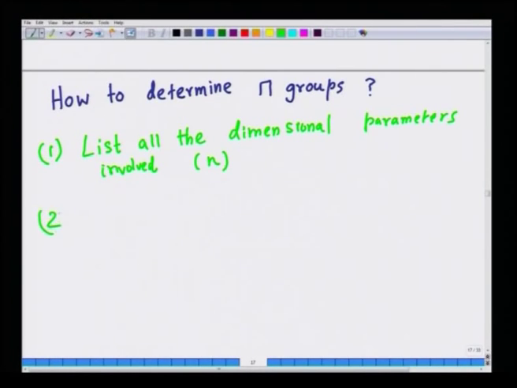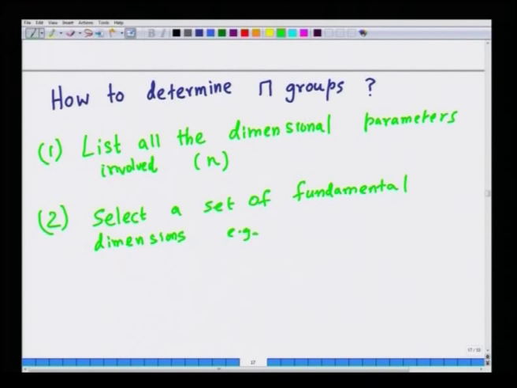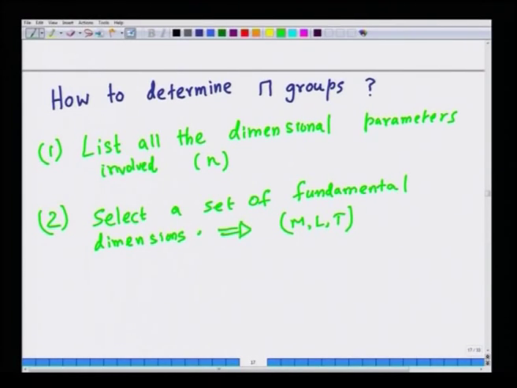Now, the next step is to select a set of fundamental dimensions. Okay, for example, mass, length, and time. Mostly in our case, we can choose mass, length, and time as the set of fundamental dimensions. Occasionally, people may use force instead of mass as a fundamental dimension, but for all practical purposes, you have to use only mass, length, and time in fluid mechanics problems.